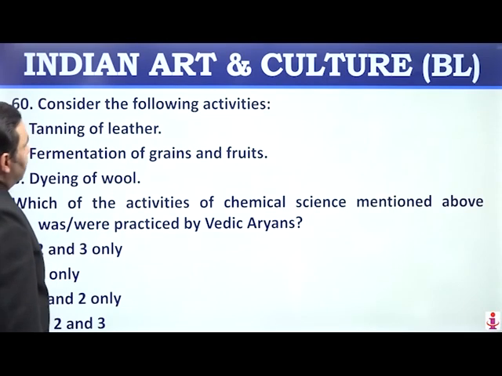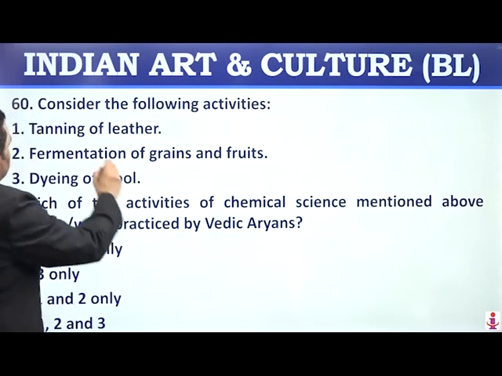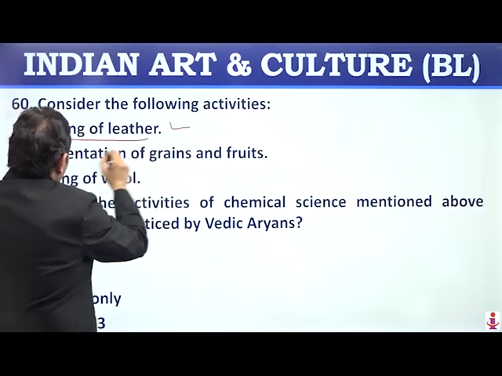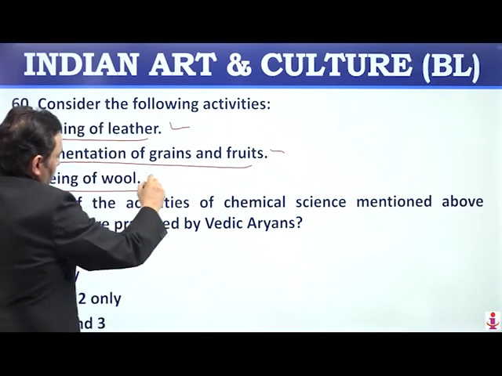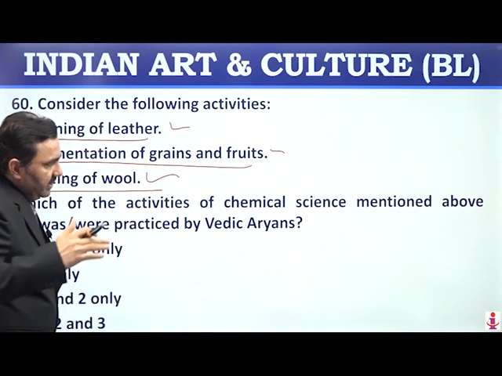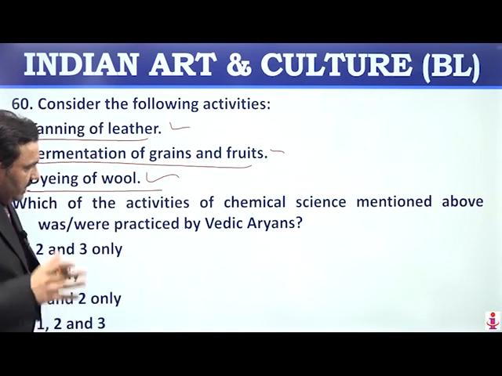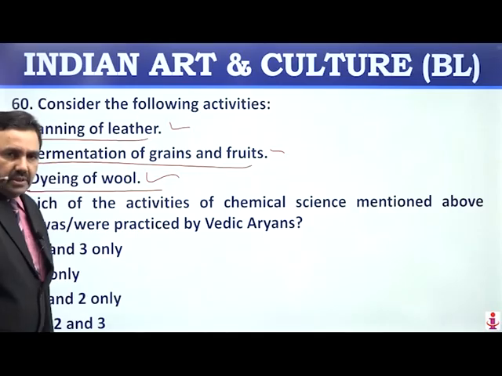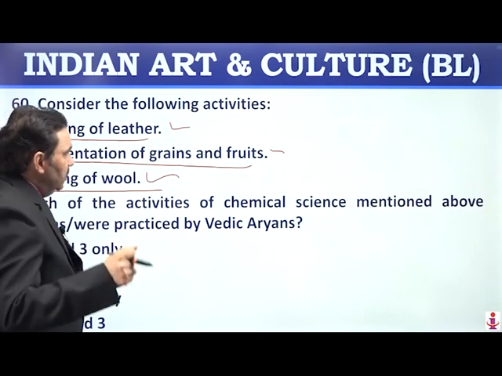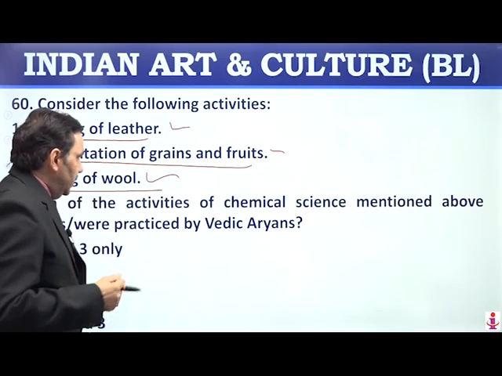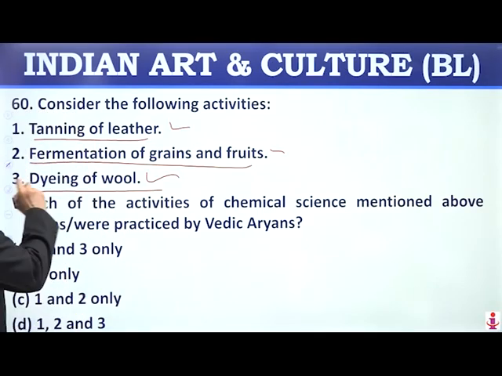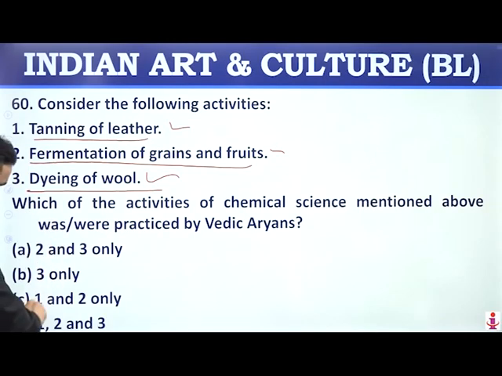60. Consider following activities: tanning of leather, fermentation of grains and fruits, dyeing of wool. Which of these chemical methods were known to Vedic Aryans? All the three. They knew how to tan leather, they knew how to ferment grains and fruits to make liquor, and they were also aware of technique of making the wool colorful. So 1, 2, 3, option is D.